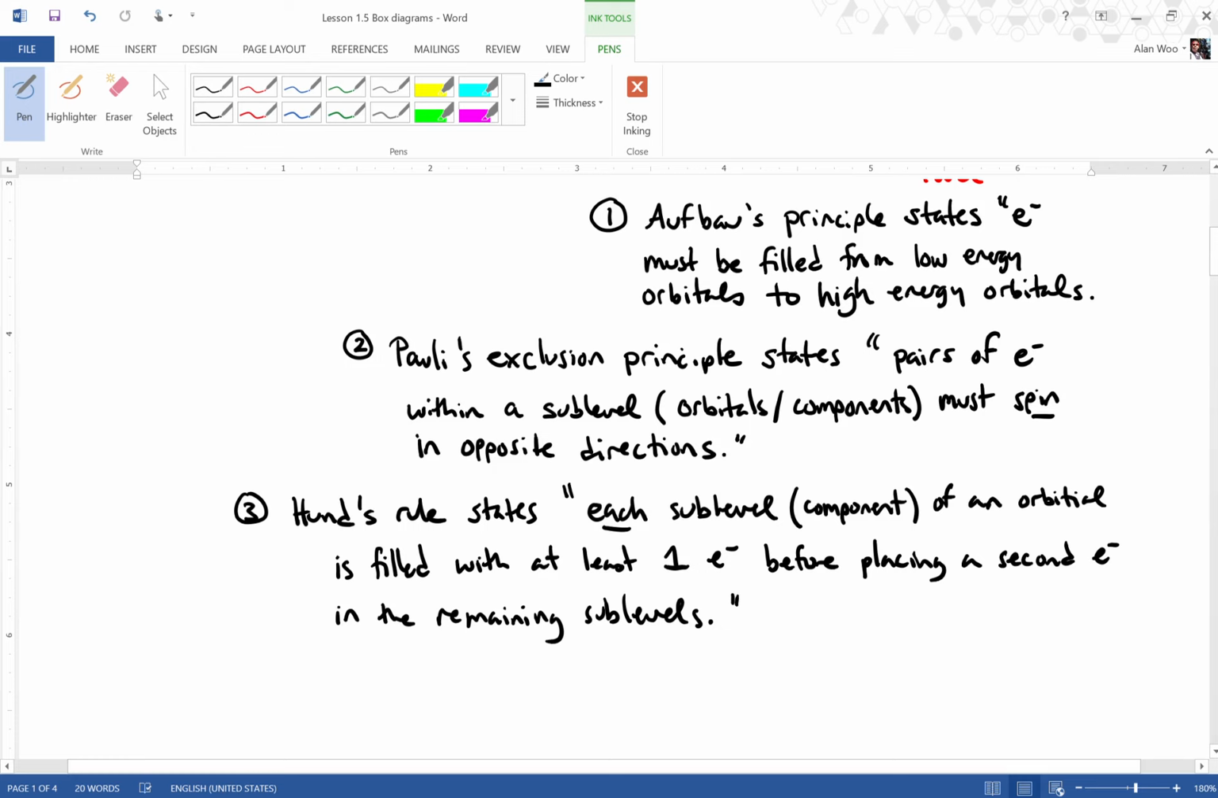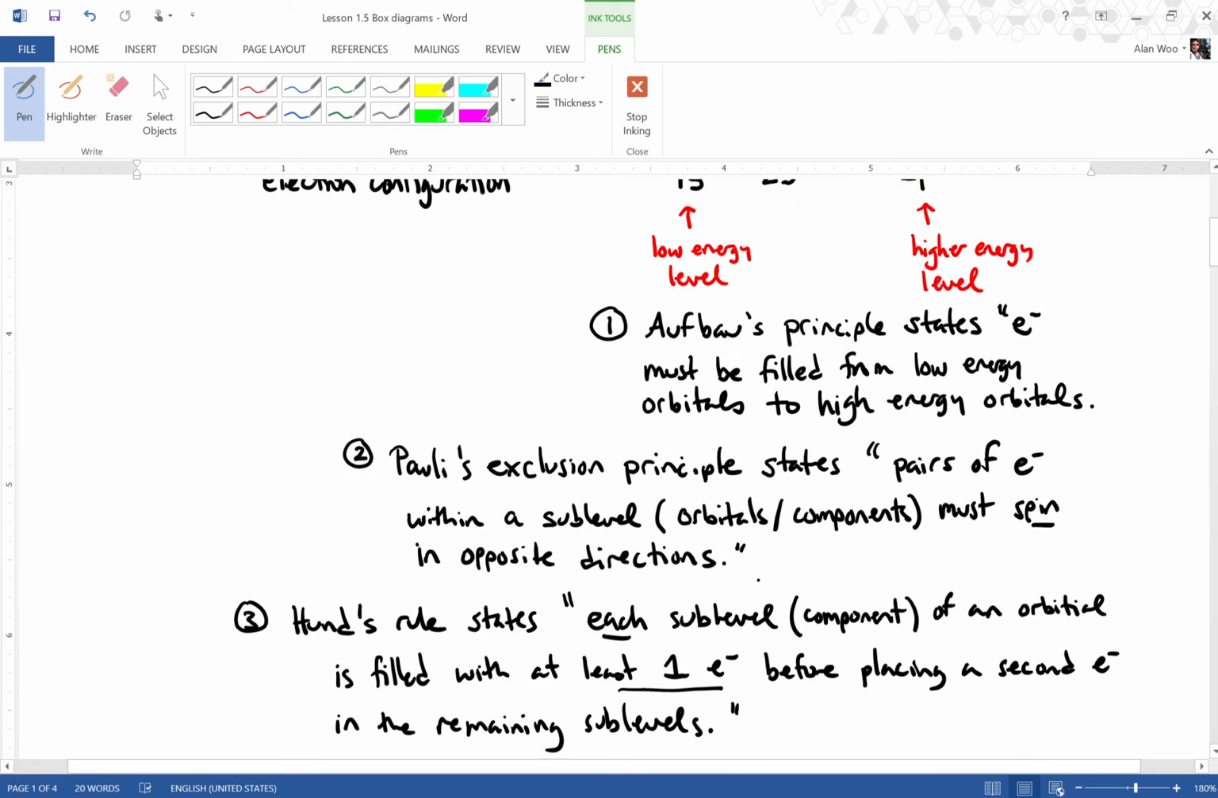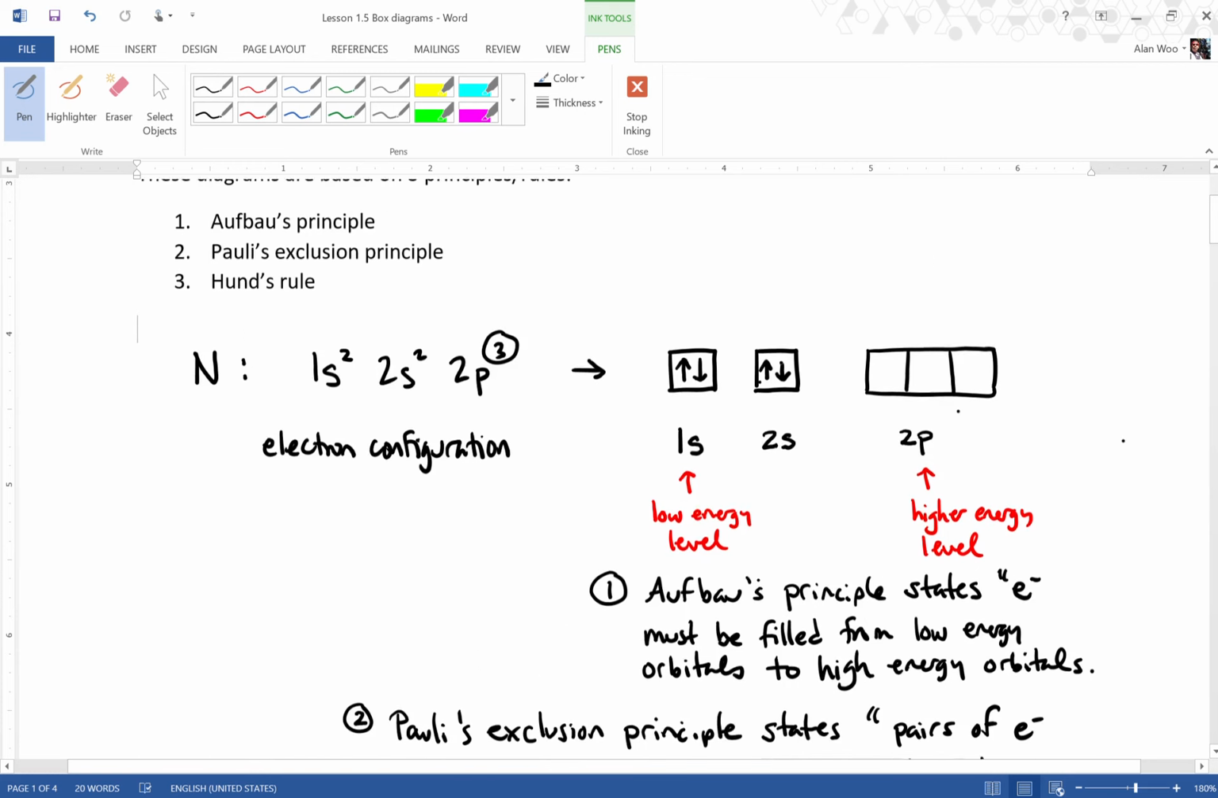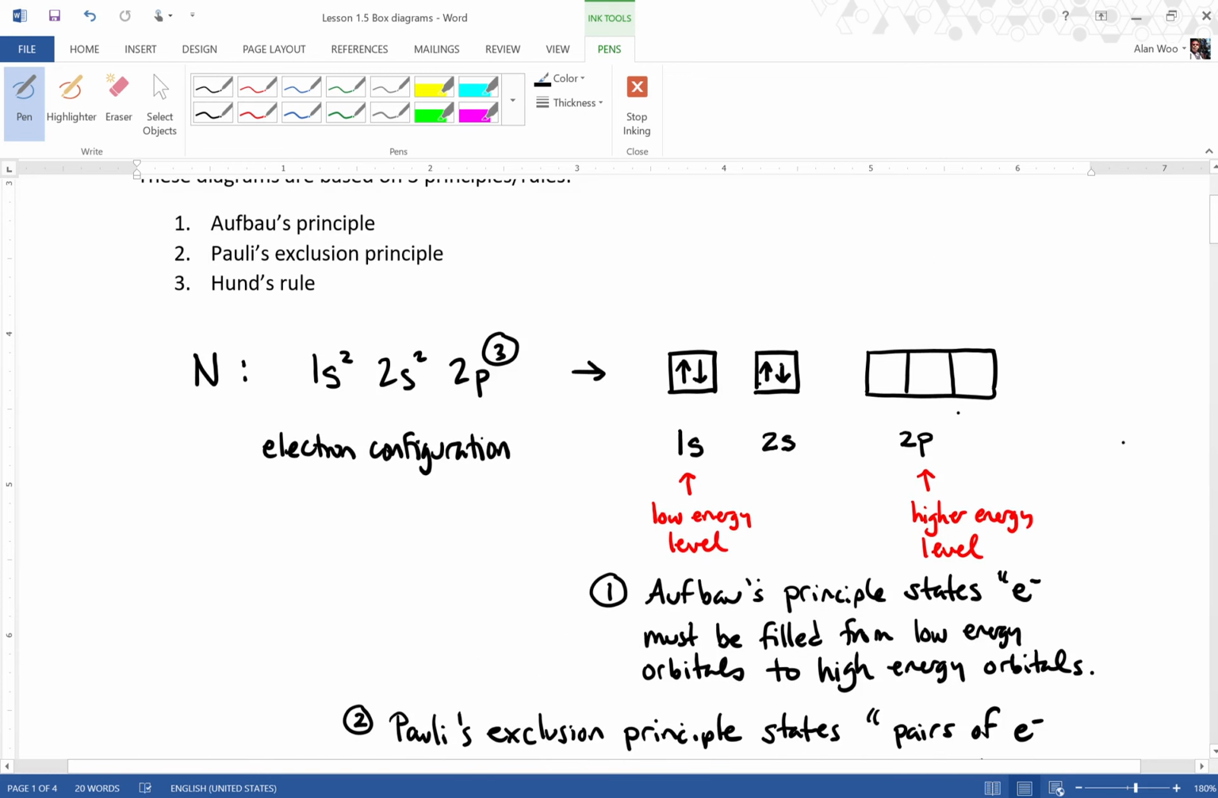Okay, so each of the sublevels, each of those boxes, has to have at least one electron before placing a second electron, if needed. I'm just going to go back up to the diagram here. What this means is I have to put an electron in each one of these sublevels, like this. This is Hund's rule, right?